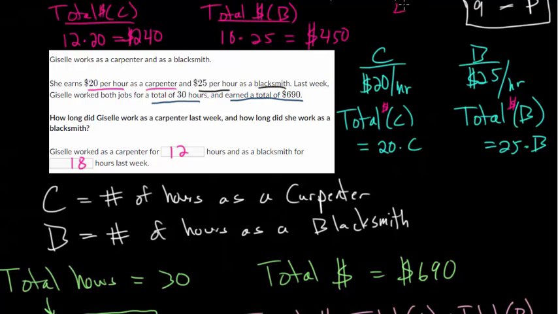So if we add these together, we should get the total of $690. So 450 plus 240, it does equal $690. So since it did, we can feel very good that these answers are correct.